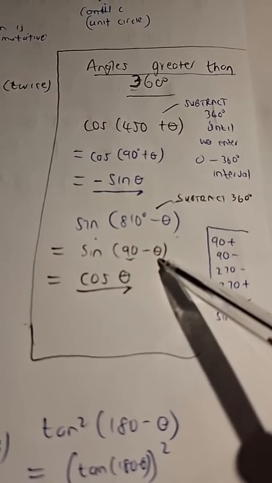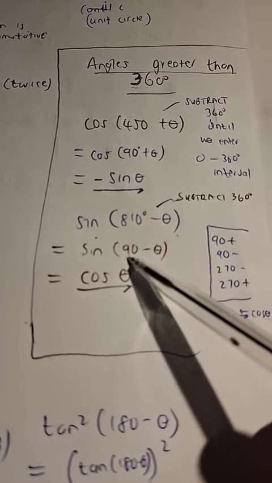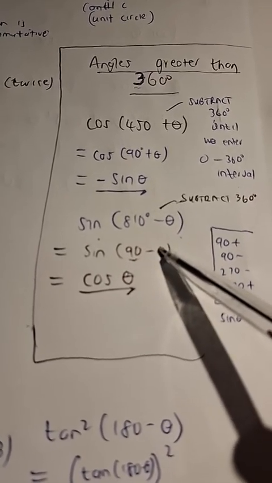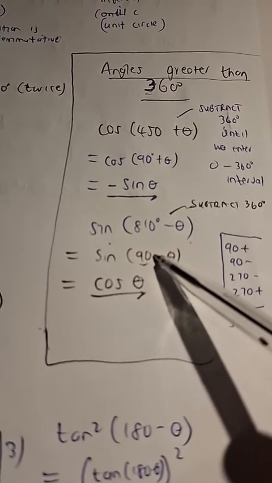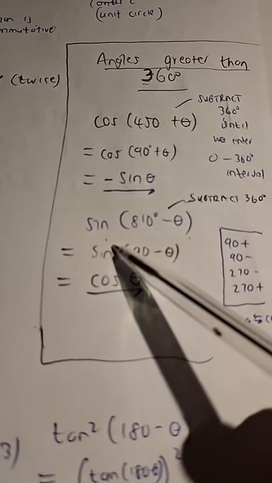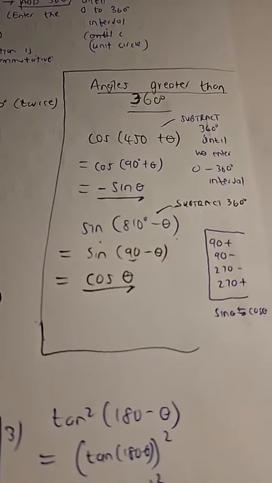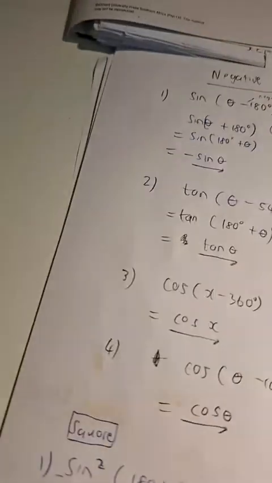We evaluate, and obviously 90 minus theta is our co-function value. That means 90 minus theta is positive in the first quadrant, but the trig ratio changes from sine to cos. So that's basically what happens with angles greater than 360. We subtract 360 until we enter the 0 to 360 zone.